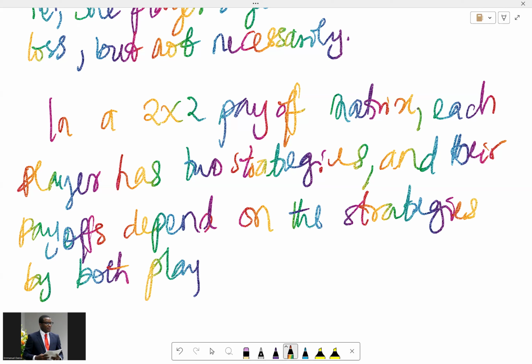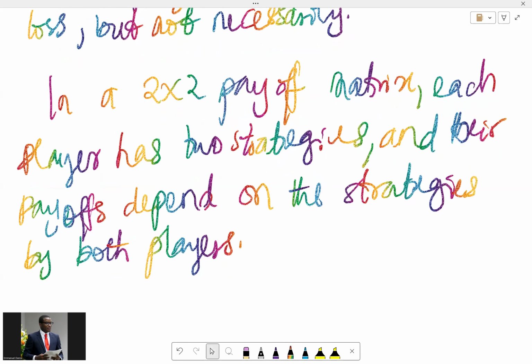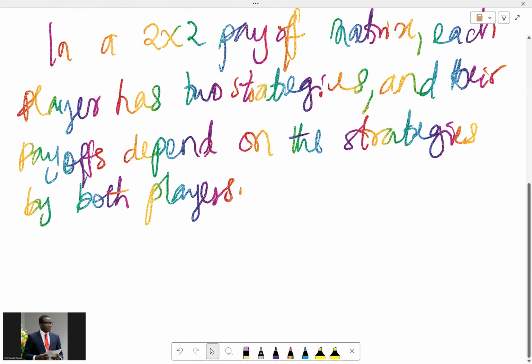Of course, game theory in its very essence is that situation in which you have two players playing, and whatever they end up getting depends on both of them. Whatever I end up getting is not just dependent on what I do alone. It also depends on what the other participant does, right? So payoffs depend on the strategies by both players.